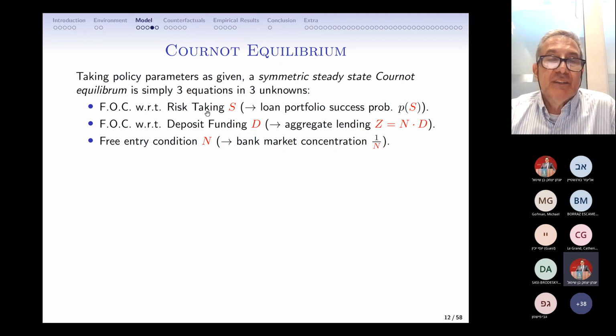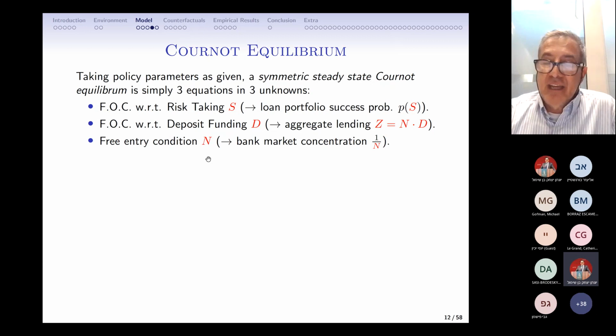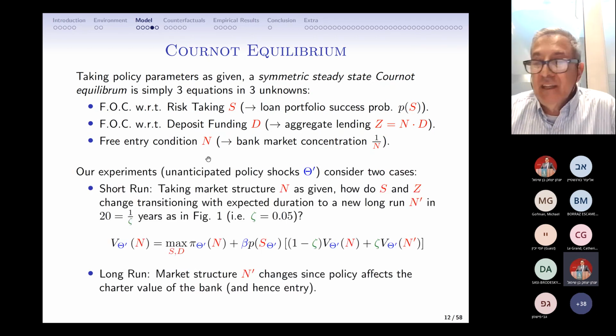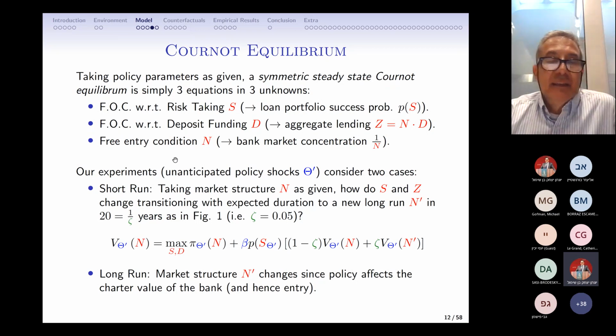So it was that first order condition for risk taking and deposit funding, or loan portfolio success and lending, and then the free entry condition. And then what the paper does is it runs these policy experiments. The policy experiments we're going to think of is that in the short run, policy is going to affect the short run profits of a bank, and then eventually, because of free entry, we're going to get to a new kind of market structure.